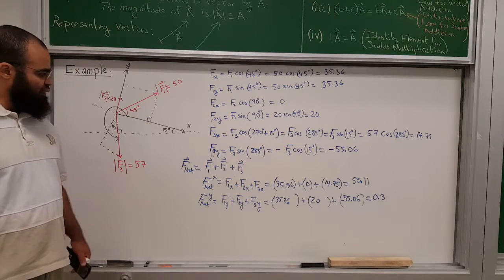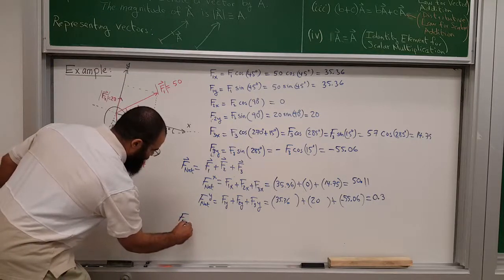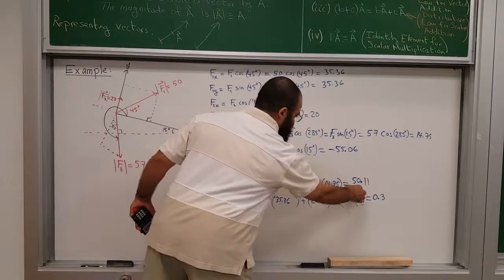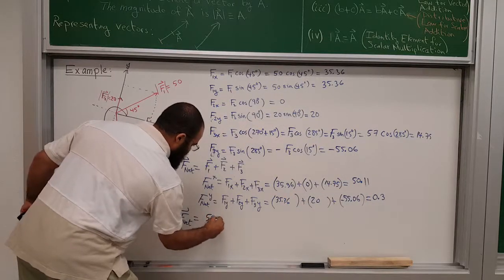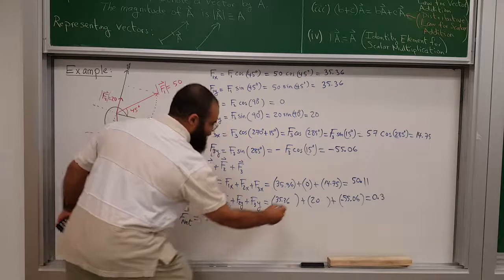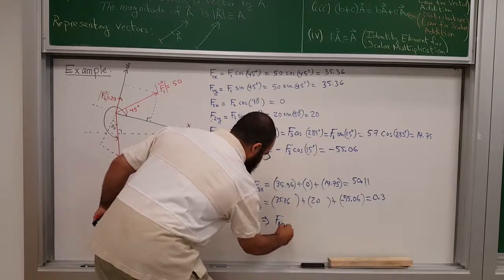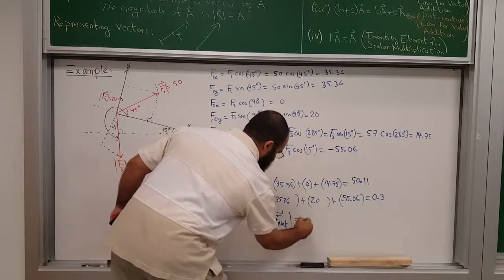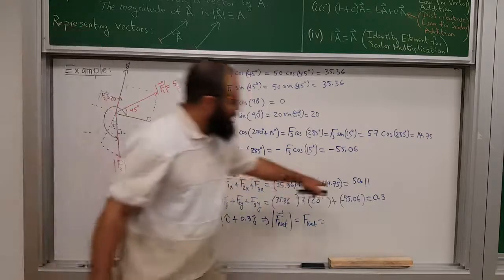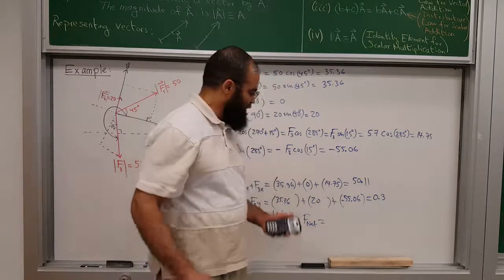So now, what is the magnitude of this net force, F net? Well, first of all, F net as a vector is 50.11 in the x direction and 0.3 in the y direction. What's the magnitude? It would be the square root of the x component squared plus the y component squared. So you have to do 50.11 squared plus 0.3 squared, and then add them and take the square root. Let me do that.